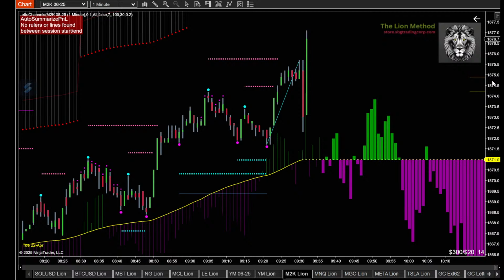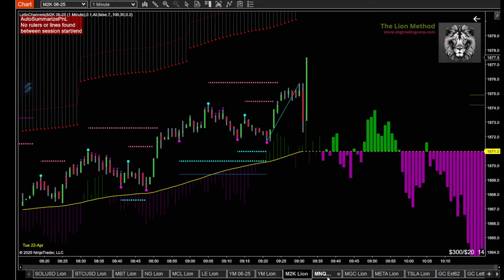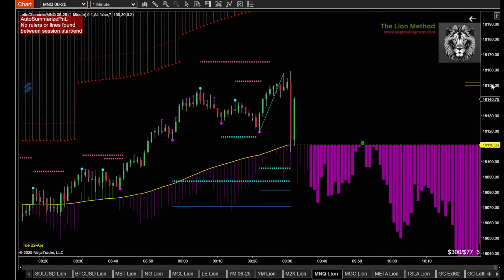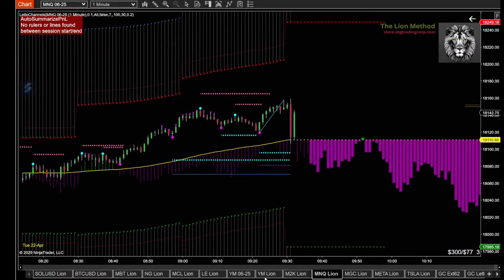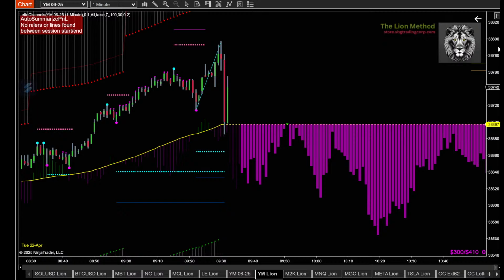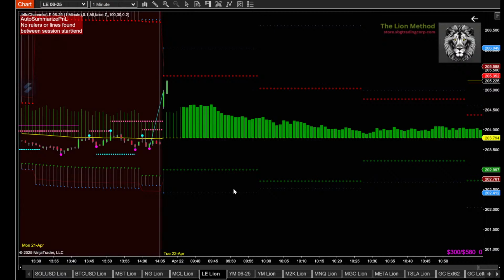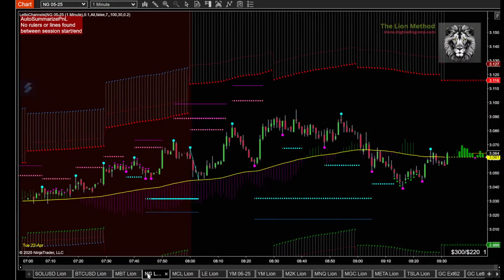So 9:30, the markets have opened while I was talking. So let's take a look here. Nothing overbought, oversold yet. Again, we got good distance to move before we see any of that. Where did we open? Here we go. Live cattle, doing what live cattle does.